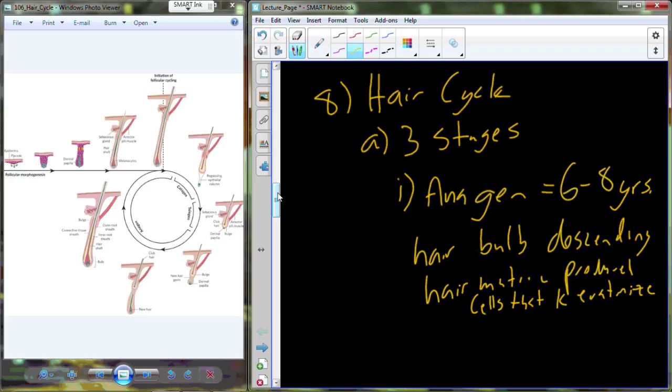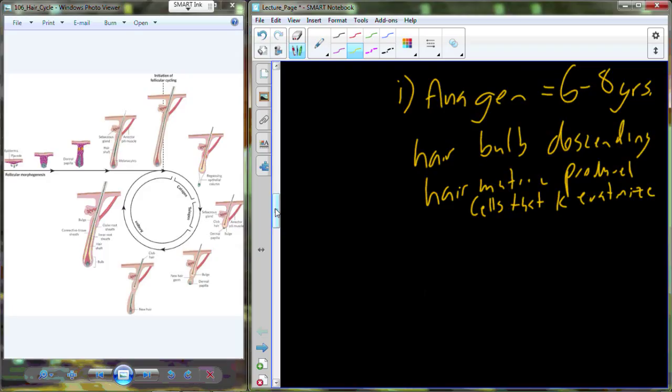Okay, so for about 6 to 8 years, you basically have the bulb descending and the hair matrix forming these keratins, and the hair begins to elongate, and it's got the cuticle that protects it. Those are the cells that keratinize, and it continues to grow. And if you don't cut it, you get long hair. If you cut it, it still continues to go through anagen and just continues to grow.